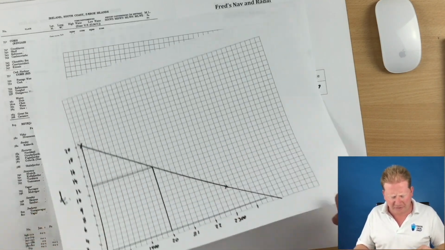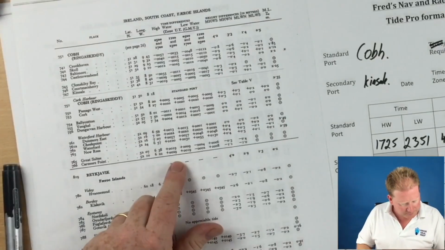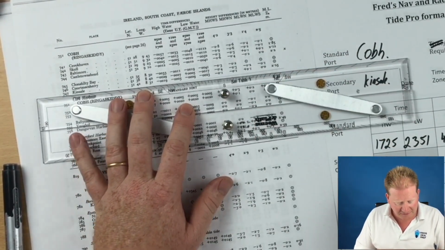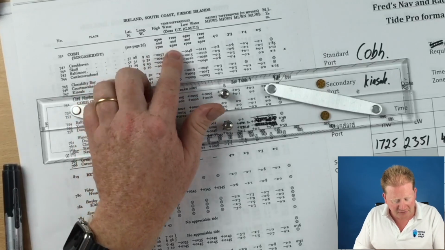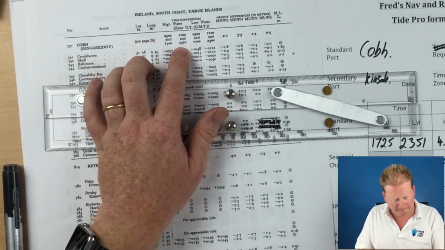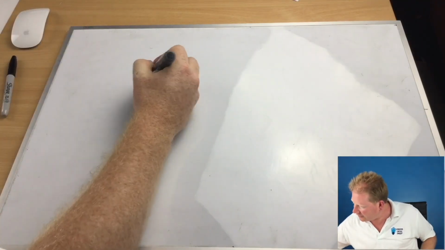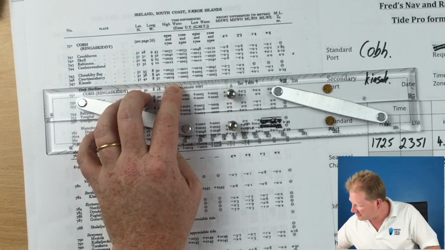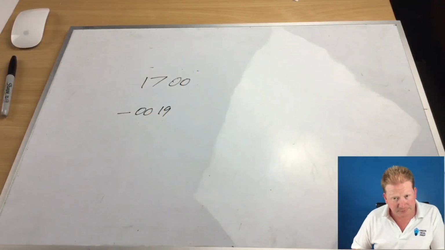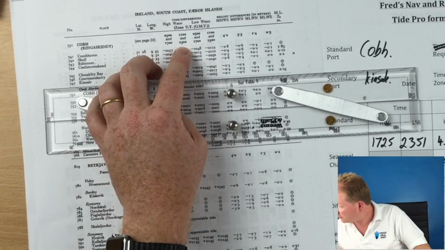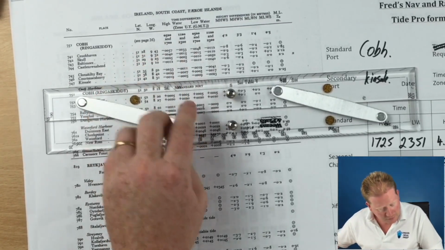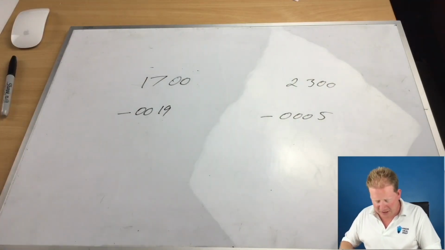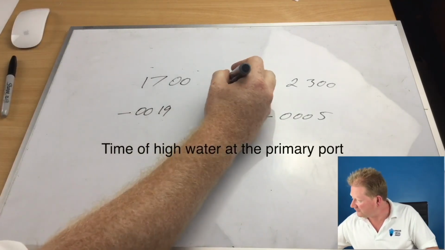So let's do the example here for Kinsale. We are looking for 1725. That is between 1700 and 2300, isn't it? So we write down our outer limit, 1700. And if it was 1700, it would be minus 19 minutes. If it was 2300, it would be minus 0.005 minutes. How much is it at 1725?